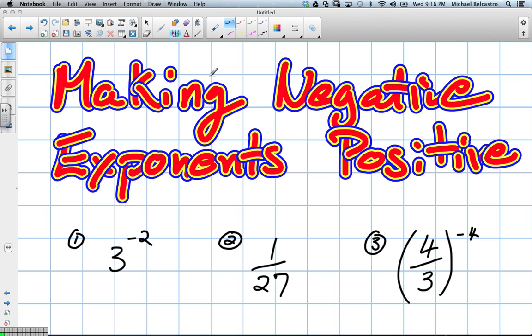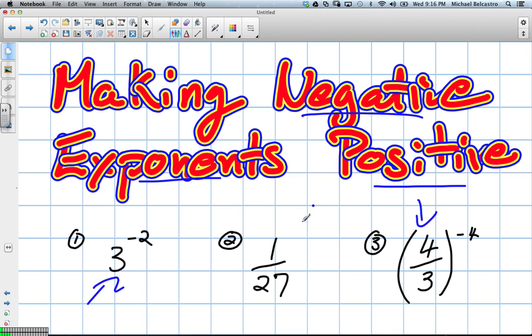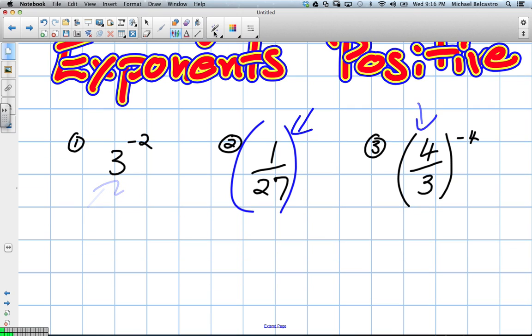Okay, we're going to talk about making negative exponents into positive ones, okay? Now the first one we're going to evaluate, and same with the third one. This one we're going to turn into an actual exponent itself, a positive exponent. So that one's a little different. So let's start with the first one.